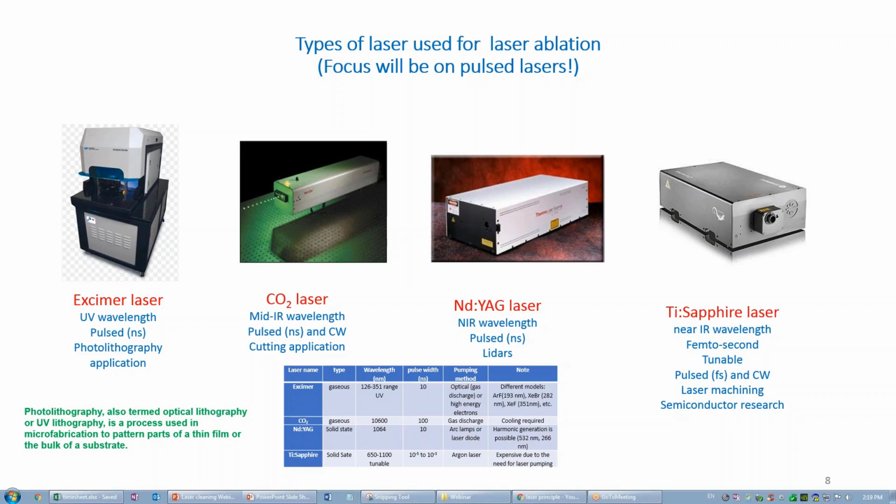And then at the far right, you have the Ti Sapphire laser. Again, it's a crystal laser. It uses the crystal of Ti Sapphire, and it's a femtosecond laser, so very short pulses. And it's tunable in the range 650 to 1100 nanometers. So by changing the alignment, you can get different wavelengths.